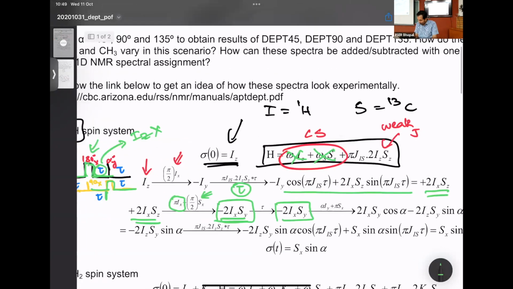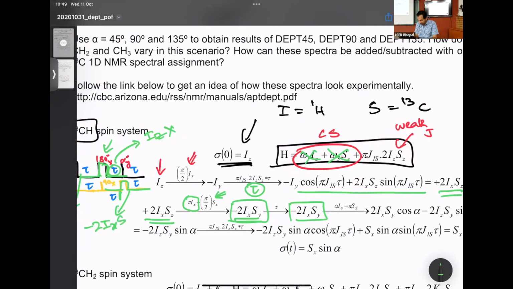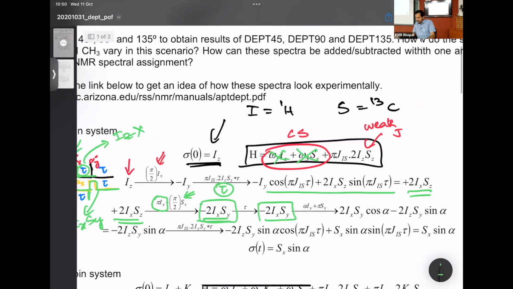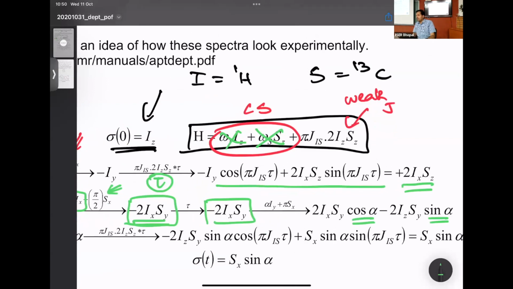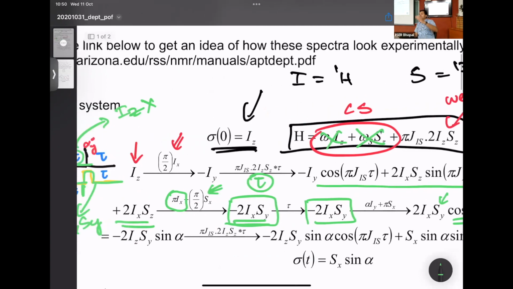you have the product operator minus 2 IxSy. The density matrix represented as minus 2 IxSy, right? Then you have an alpha degree pulse on I and then a pi pulse on S. So the alpha degree pulse is just going to make it cos alpha and sin alpha components. Since you're applying Sy, and Sy does not change, it just remains. So you end up getting something like 2 IxSy cos alpha minus 2 IzSy sin alpha. Okay. All right.